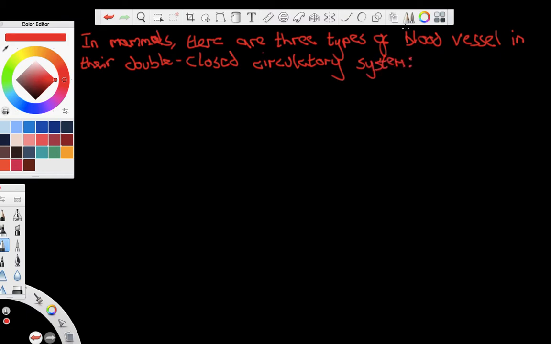The three that we need to talk about are arteries, there are capillaries, and there are veins.